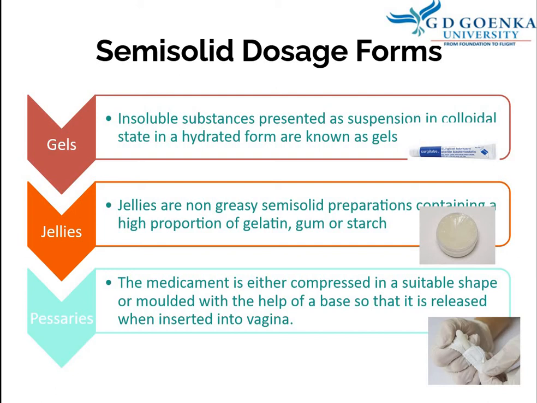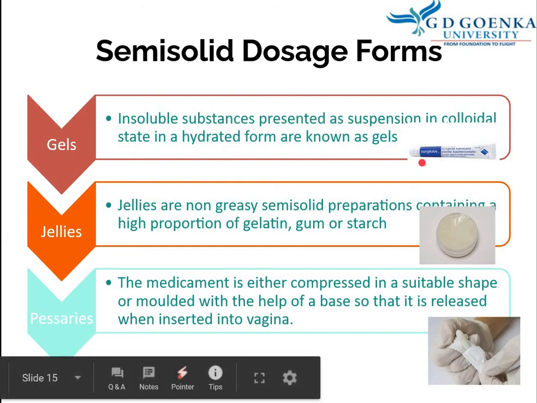Semi-solid dosage forms include gels, jellies, and pessaries. Gels are a dosage form in which insoluble substances are presented as a suspension in colloidal state in a hydrated form and are known as gels. Jellies are non-greasy semi-solid preparations containing a high proportion of gelatin, gum, or starch. Pessaries are medicaments that are either compressed in a suitable shape or molded with the help of a base so that the drug is released when inserted in the vagina.